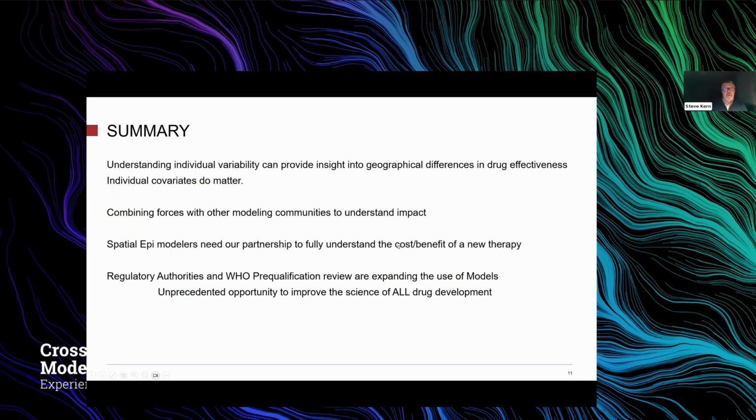So in summary, combining forces with other modeling communities, we can really get a sense of how individual drug level impact can actually be modeled up to a whole population. And working with spatial epidemiological modelers, we actually have a great benefit to explore the cost and the benefit of new therapies in this disease, among others.